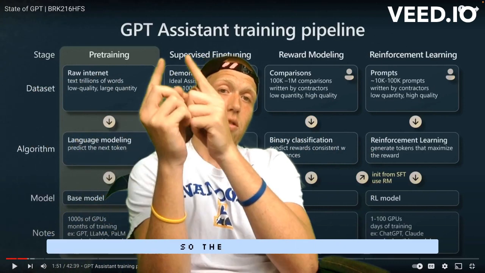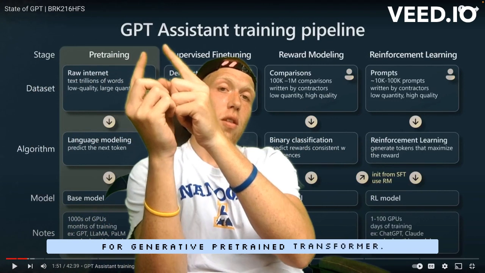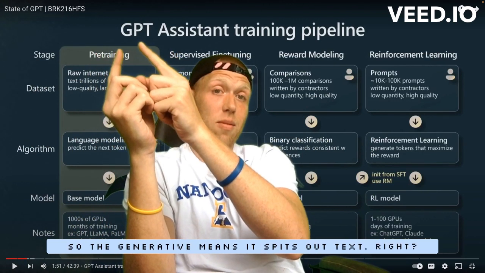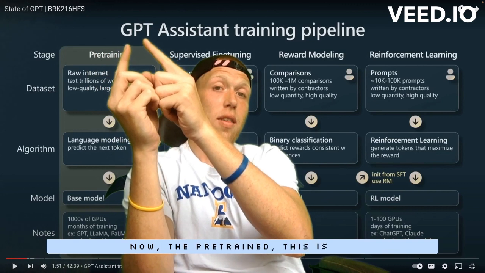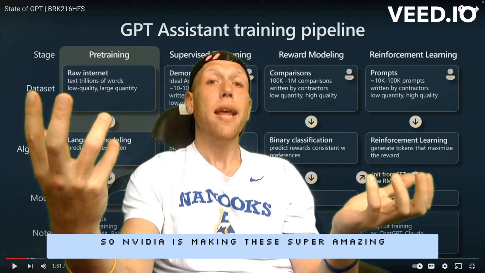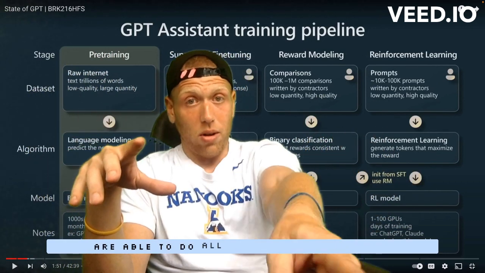So the GPT stands for Generative Pre-trained Transformer. So the generative means it spits out text right now. The pre-trained, this is the thing that you need NVIDIA for. So NVIDIA is making these super amazing supercomputers that are able to do all the pre-training stuff.